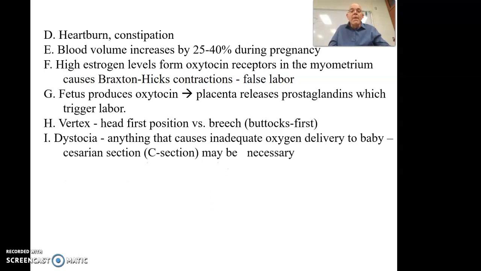Dystocia. Excuse me. And once again, you might do a C-section, which is where you just cut through the stomach and the uterus to get the baby out and make sure that it can have enough oxygen to breathe and so forth.